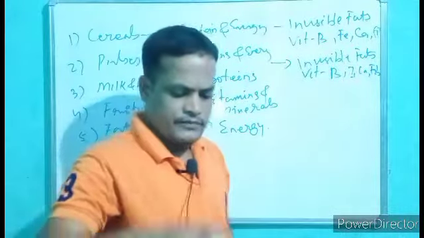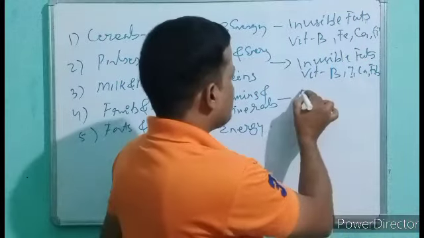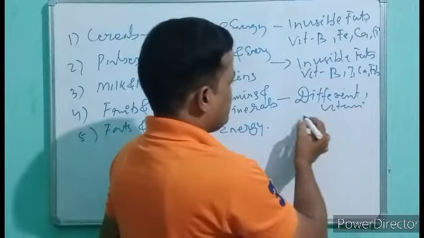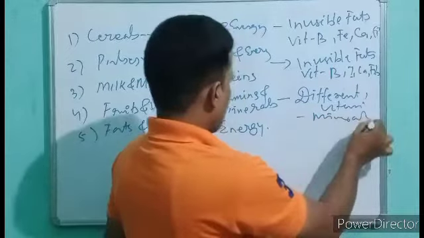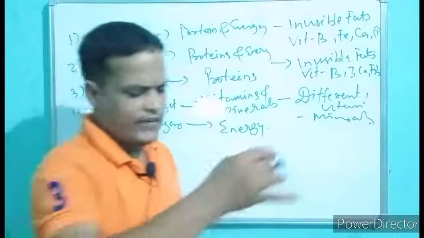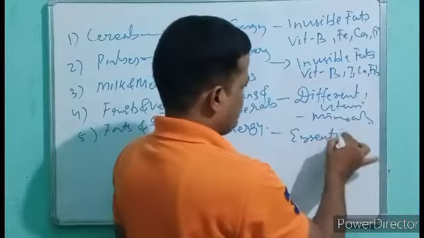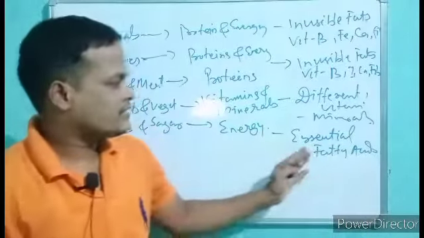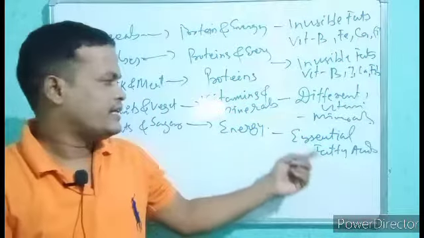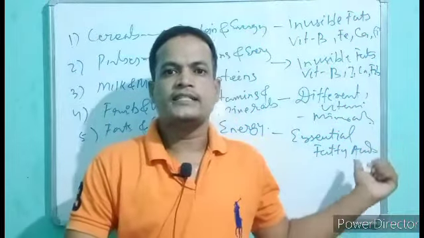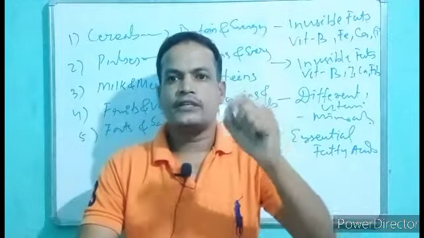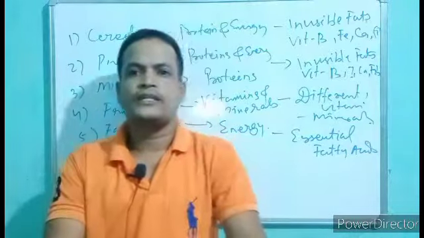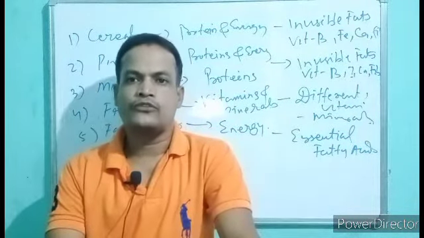Next, fruits and vegetables give different types of vitamins and minerals. Next, energy giving food gives essential fatty acids. What are fatty acids? Fatty acids are the simpler products of fats. When fats get digested, they give fatty acids and glycerol. When protein is digested, it gives amino acids. And when carbohydrate is digested, it gives sugars like glucose and fructose.